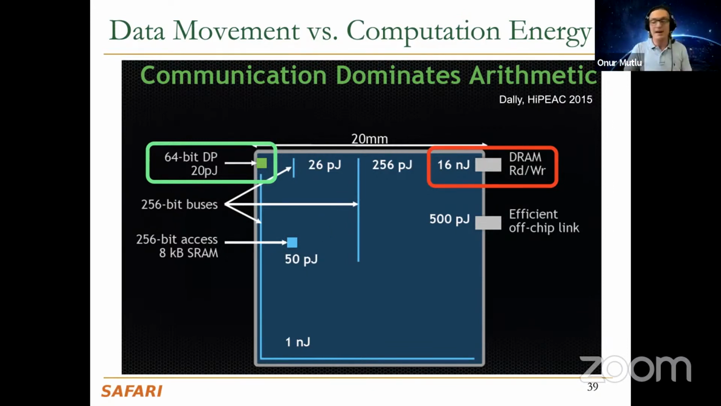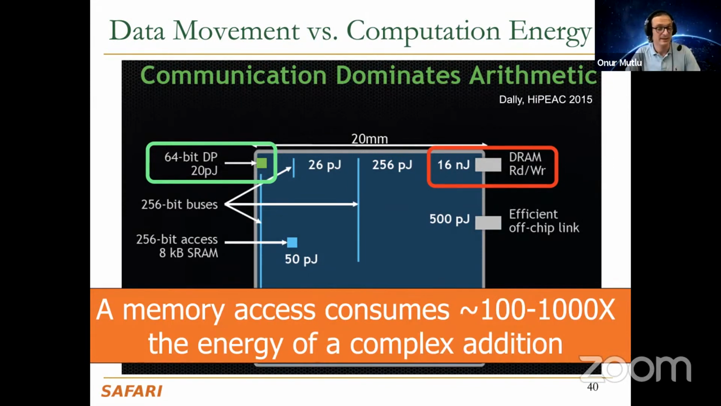So think about doing a two-operand floating point addition, right? You need to bring two operands, you need to do the floating point addition or multiplication, whatever you're doing, and you need to write back the data. Basically, you need to do three memory accesses if your caches are not effective. We're going to talk about caches later. That's a lot of memory access. That's basically three times 800x the energy of the single operation that you're trying to do. So that's a lot of energy waste. And this is shown many, many times: a memory access consumes between two to three orders of magnitude the energy of a complex addition.